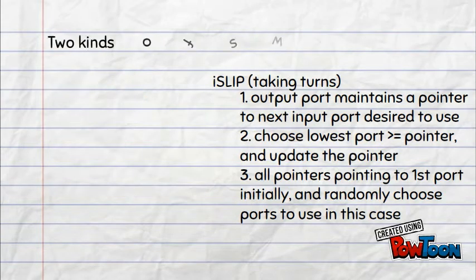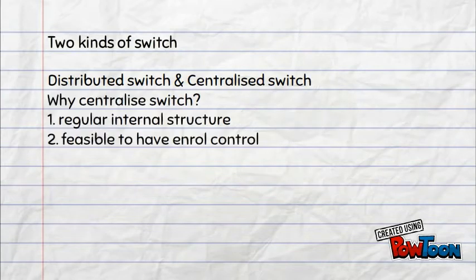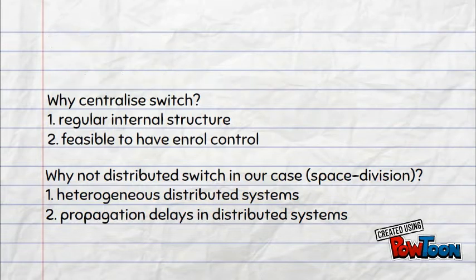Switch has two kinds. One is distributed switch, while the other one is centralized switch. The centralized switch can have a regular internal structure and is feasible to have a central control. A regular centralized space division design can conceivably be applied to distributed switching, provided component consistency is possible.